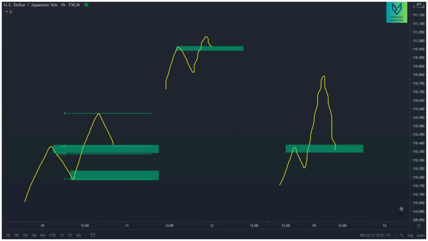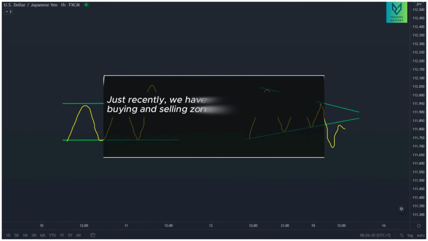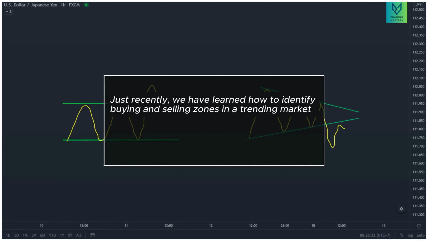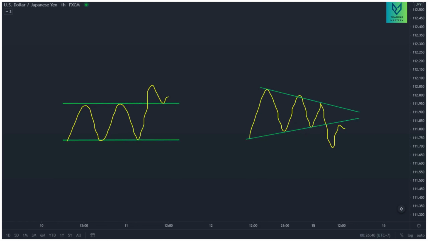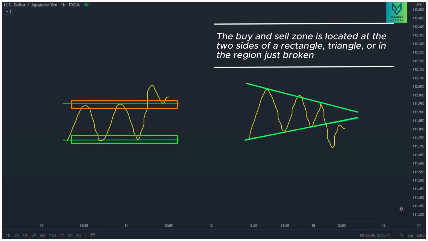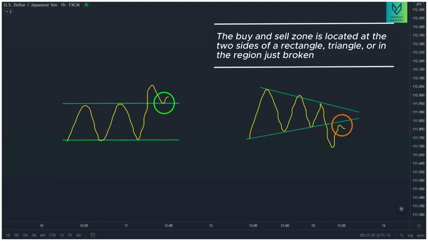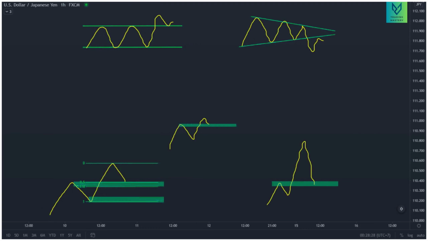Similarly, as with a downtrend, the opposite applies in the case of an uptrend, where we also apply this to identify a good selling zone. For sideways movement, there are patterns like oscillating within a rectangle or triangle. Here, the buying or selling zone corresponds to the two sides of the rectangle, or the edges of the triangle pattern, especially after the price breaks through these two zones, and then retraces to retest these zones. Thus, we have identified what constitutes an effective buying and selling zone in various scenarios.